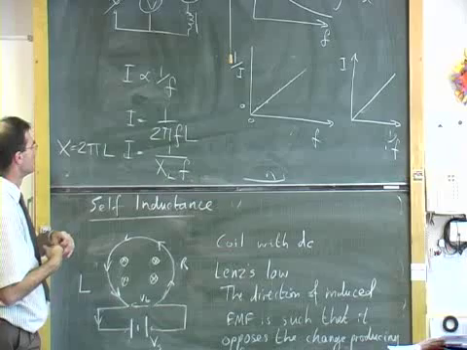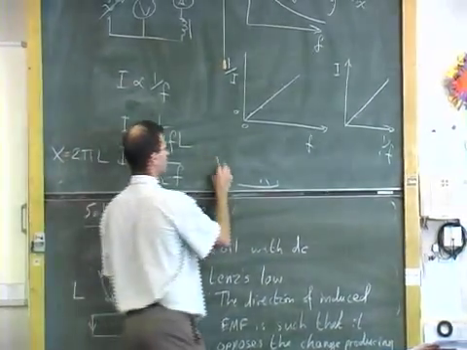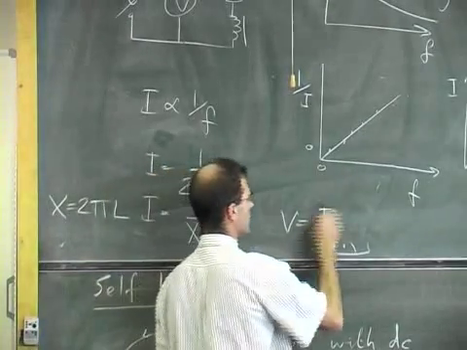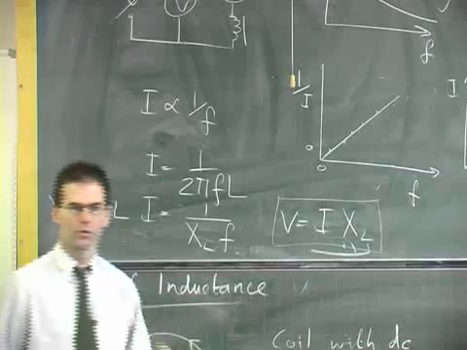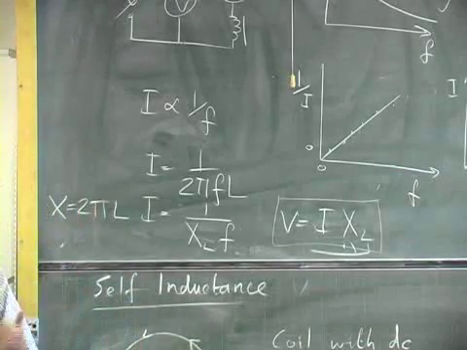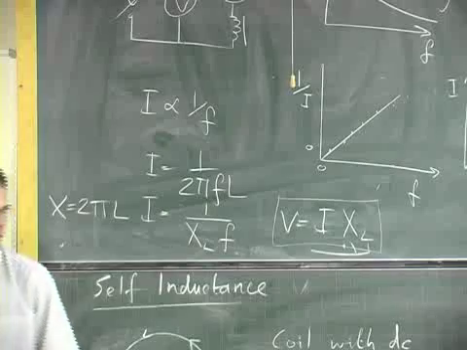So you can, in an equation, put that V is equal to I times XL, and that would actually give you the voltage across the inductor if you knew the current and you know the thing's reactance. But that's not actually part of Advanced Higher.